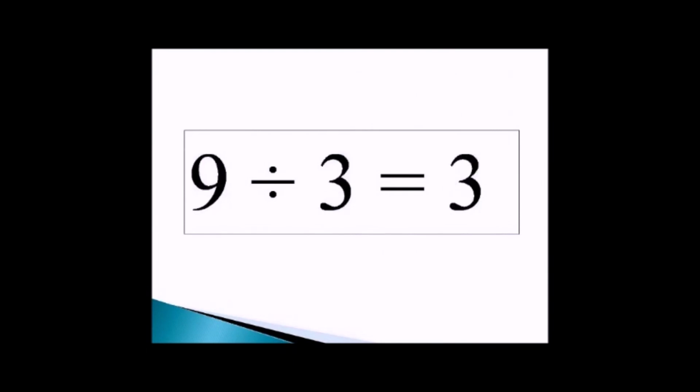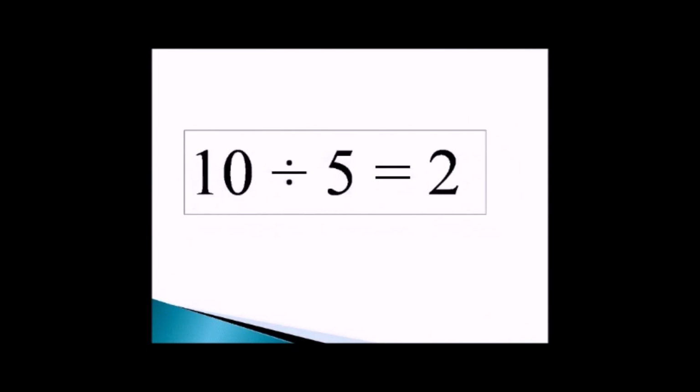9 divided by 3 is 3. Multiply the divisor and the quotient. 3 times 3, 9 gives you the number at the front. So it's correct. That's 2. I hope you got those correct. And let's do another one. 10 divided by 5 is 2.